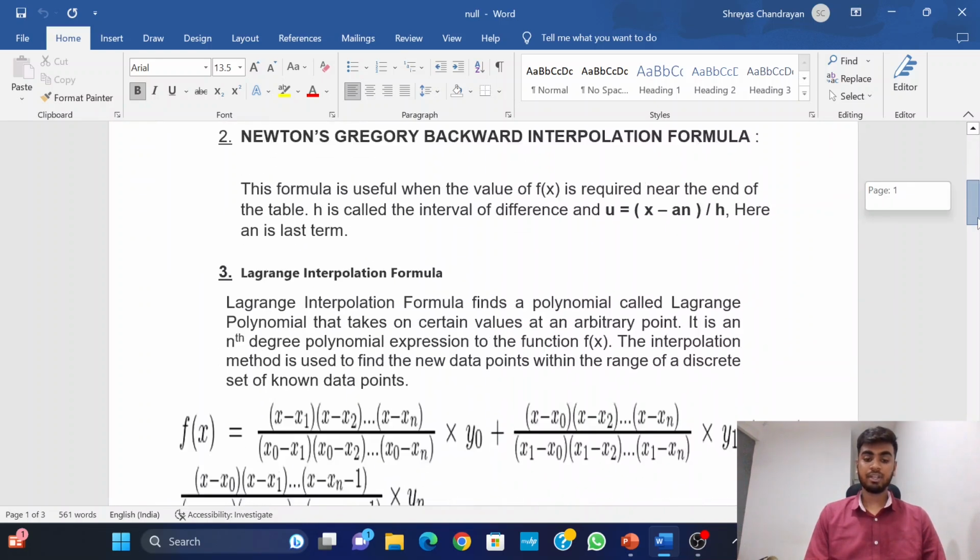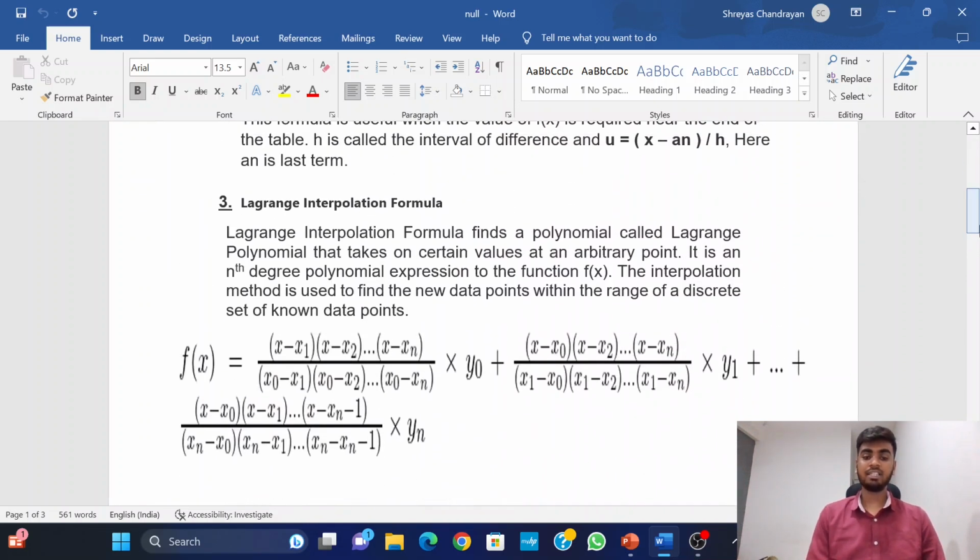Lagrange's interpolation formula. Lagrange's interpolation formula finds a polynomial, called the Lagrange polynomial, that takes on certain values at an arbitrary point. It is an nth degree polynomial expression of the function f(x). The interpolation method is used to find new data points within the range of a discrete set of known data points.